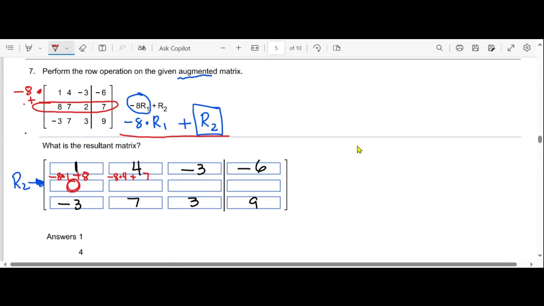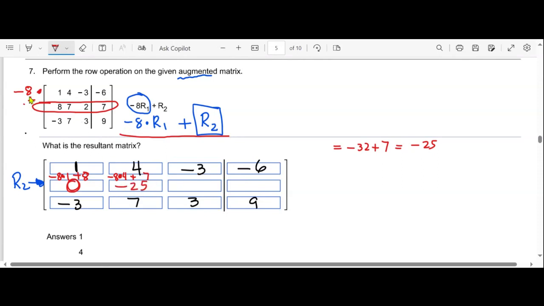-8 times 4 gives us -32, plus 7, that becomes -25. So we put here -25.